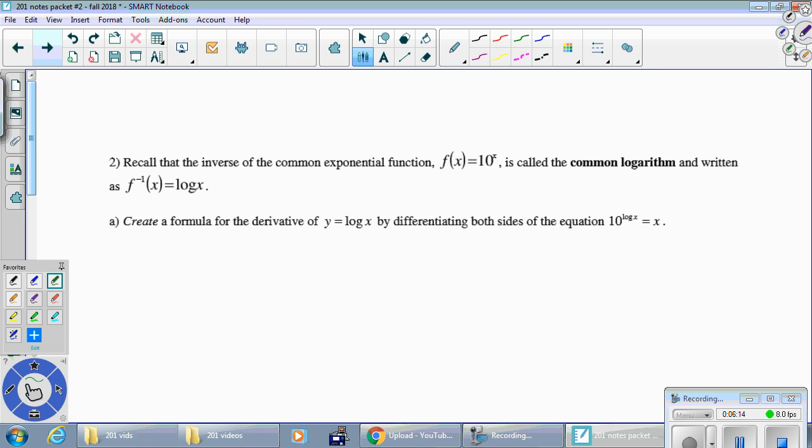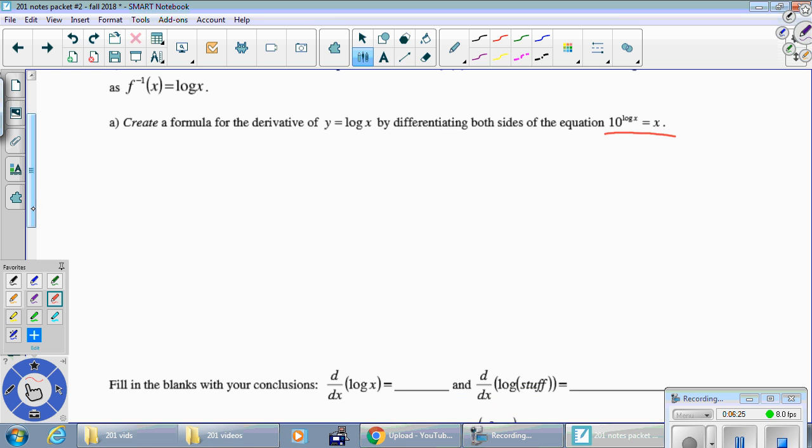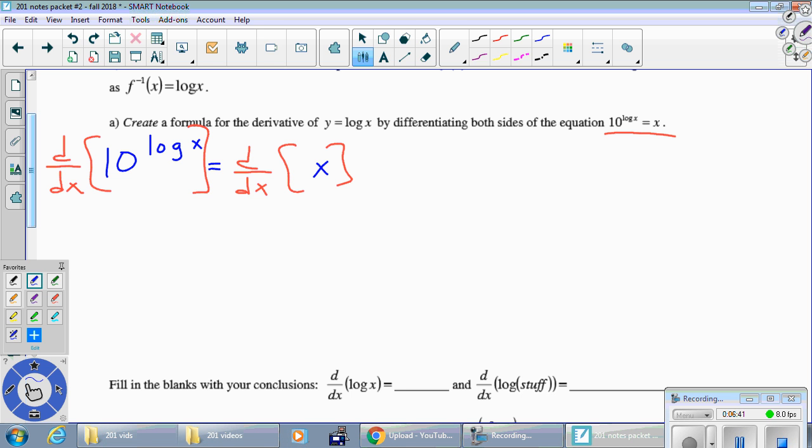Okay, in number 2, we're going to create a formula for the derivative of y equals log x by differentiating both sides of that identity. So let's copy that identity, but we'll leave some space in front of both sides. 10 to the log of x for sure is equal to x for every x. And so we're going to take the derivative of both sides and they will still be equal.